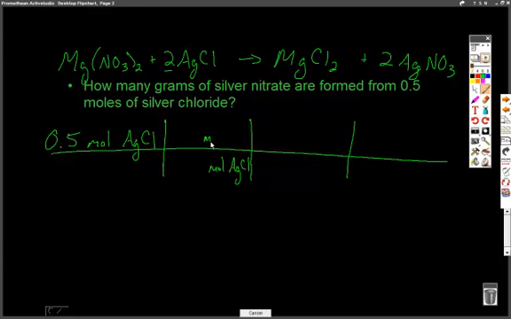Next we're going to have moles of AgNO3. That's what we're solving for. Then we want to get rid of the moles of AgNO3 because what are we really solving for? We're really solving for grams. And that means up here we want grams of AgNO3, and that is our final answer.